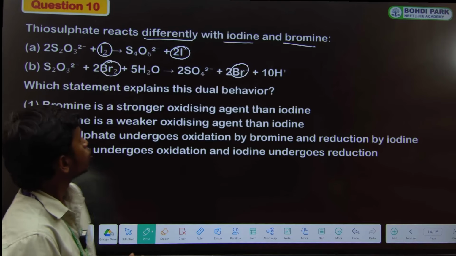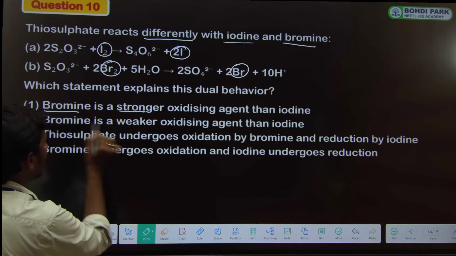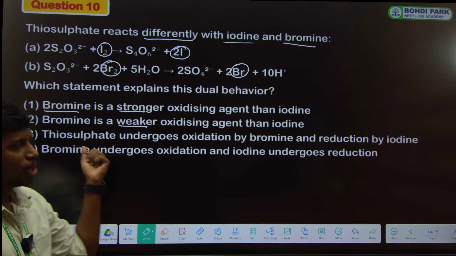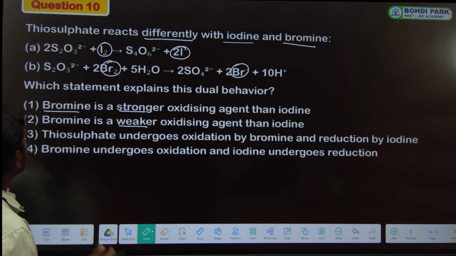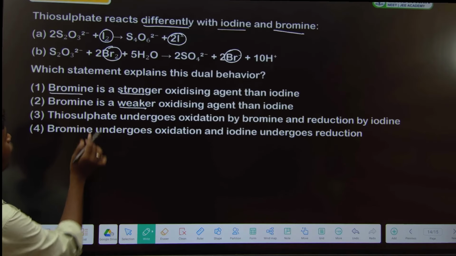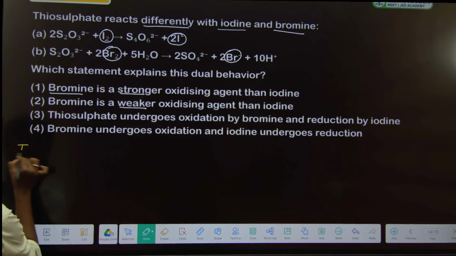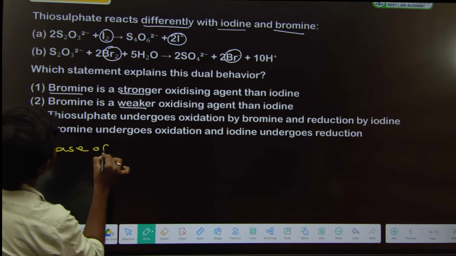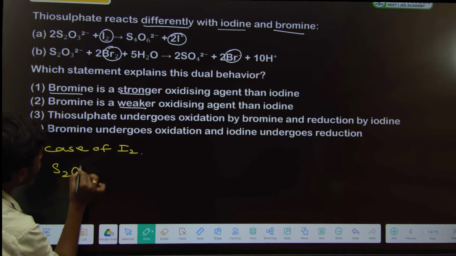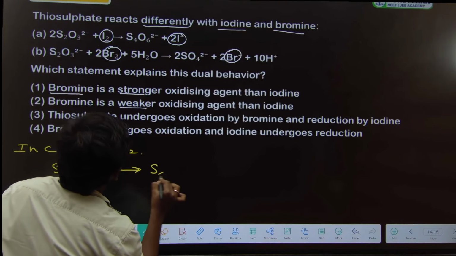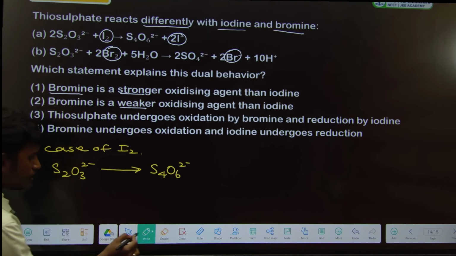Okay. So we have to say who is stronger? Bromine stronger இல்ல bromine weaker இல்ல we cannot able to predict ன்னு சொல்லி நம்ம இதல சொல்ல போறோம். Okay. So in order to say that thing, we have to find out the oxidation number change. So first பாருங்க, in case of iodine, S2O32 minus is converted to S4O62 minus. Okay, so what is oxidation number change?